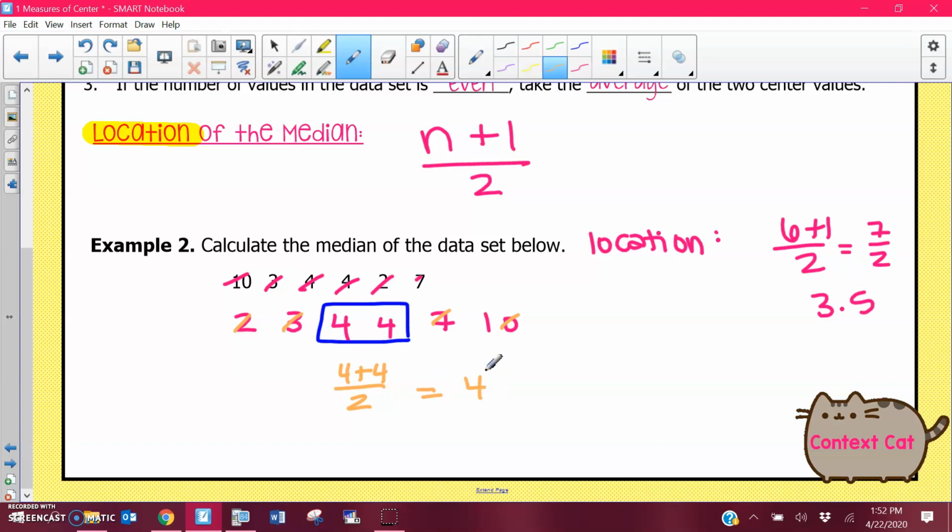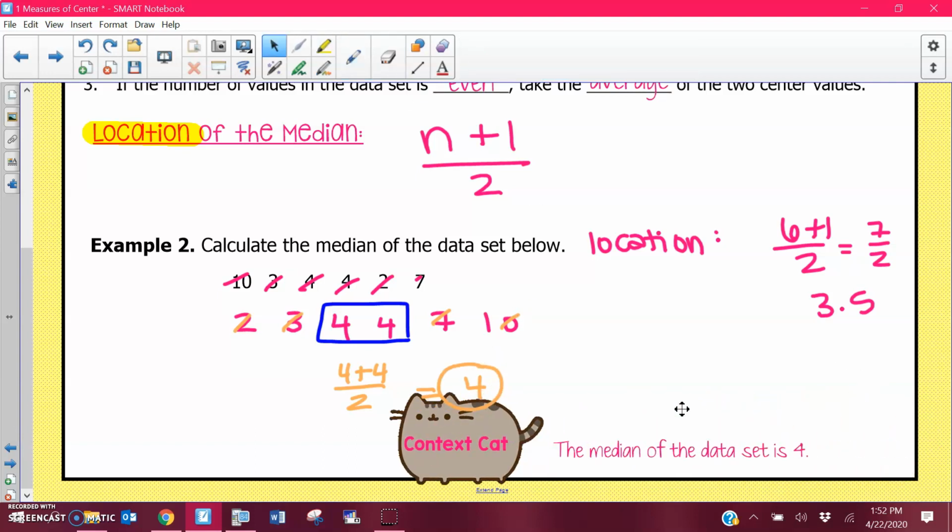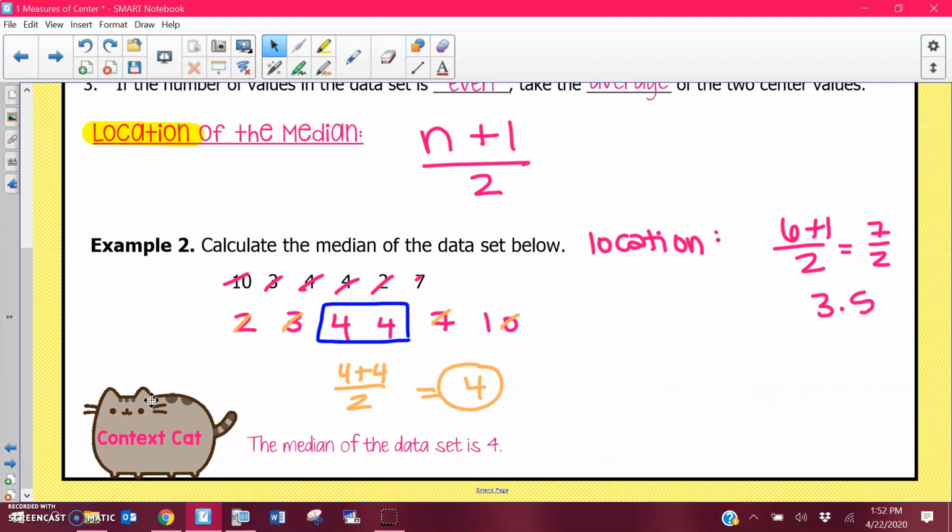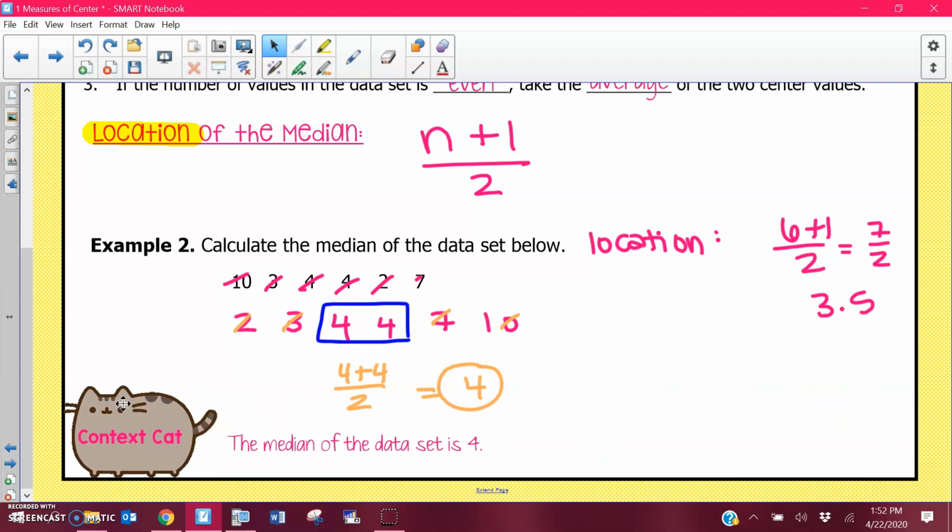So my median of this set is 4. Again, if we're looking for context of this, the median of the data set is 4. You're going to have to write words out. It's not just as simple as necessarily finding a number and circling it and moving on. We have to talk about the median of the data set is 4 because some other things about the data could also be 4. So we want to make sure we're specific and we provide context.